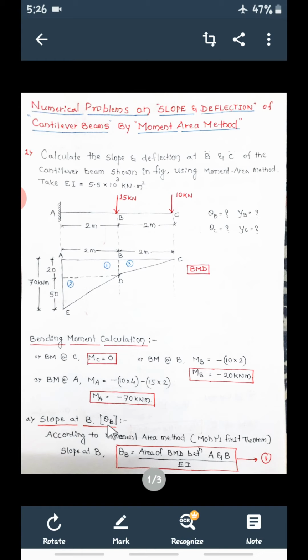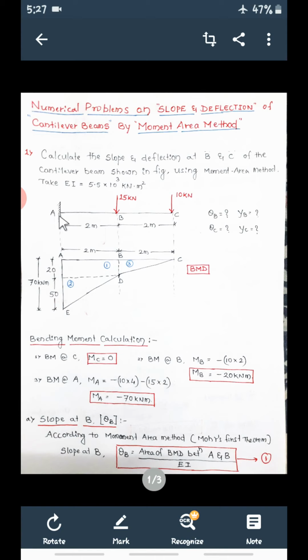So slope at B, that is theta B. So according to moment area method or Mohr's theorem, what does the first theorem state? Slope at B or slope at any point is equal to area of bending moment diagram. So you have to see the area of bending moment diagram between A and B. Now we are calculating B. Slope at B means, consider one point B and we have to find out where the slope is 0. Now in this beam, where the slope is 0? At A it is 0. So now we have to take A and B, 2 points. Okay, we are calculating theta B and here theta A is 0. So the reference point is A now.